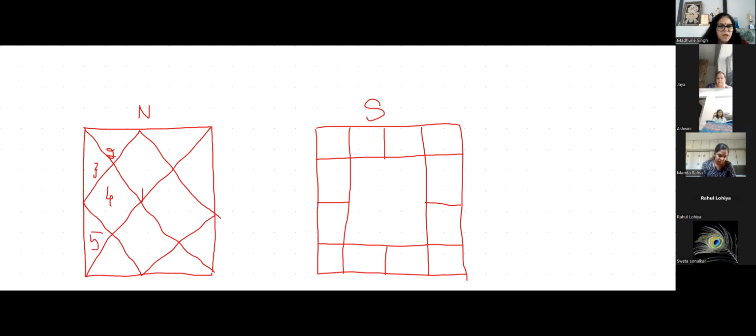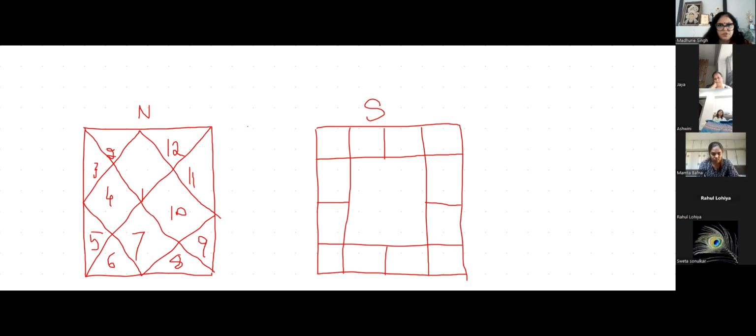Fifth house. The reason why I'm repeating, you should know, we are only talking about houses in the North Indian chart. 8th house, 9th house. Please write down. 10th house, 11th house, and 12th house.